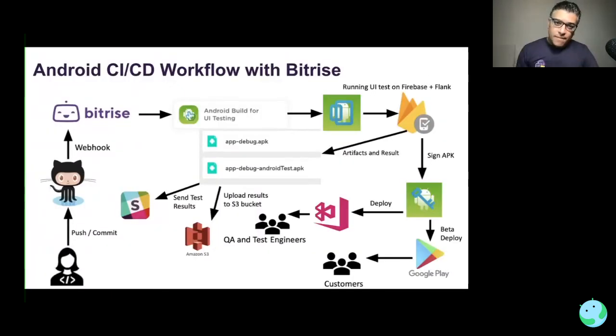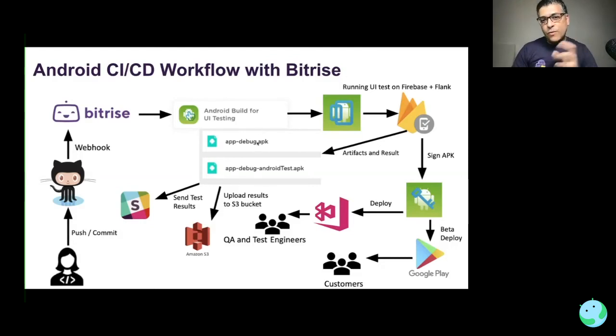So this is the workflow. We designed our workflow and we will find it here. For example, if we commit and push our code from our local machines to GitHub, it will initialize the webhook to Bitrise. And then after that, we will, for example, build our application for UI test.